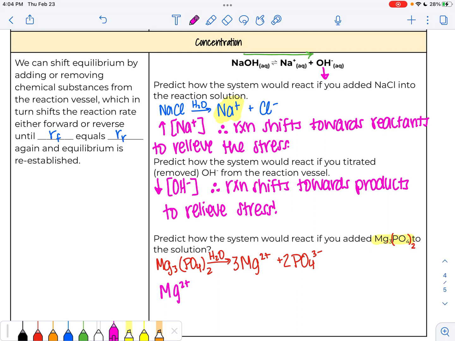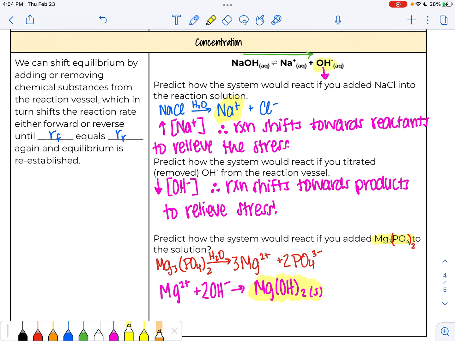What's going to happen is our Mg2+ ions in solution are going to link up with those OH- ions in solution. And what's going to happen? They're going to precipitate out. I'm going to get Mg(OH)2 solid. So I've precipitated this out of the solution.